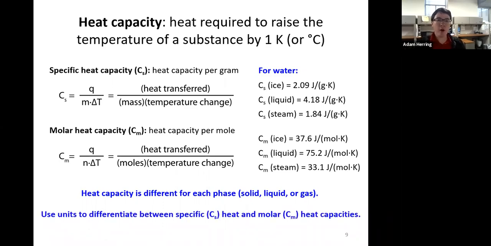When you're solving problems and you need to determine which to use, specific heat or molar heat capacity, pay attention to the units, as that will tell you what you need to do.